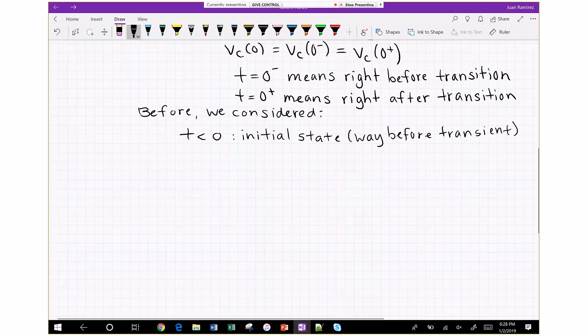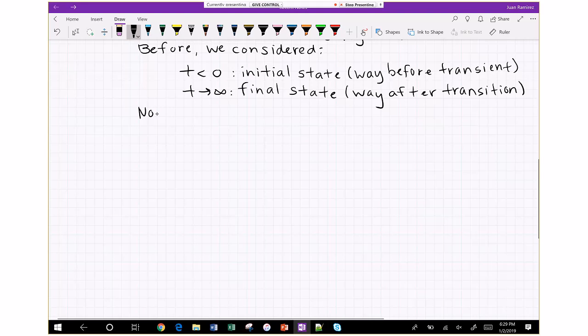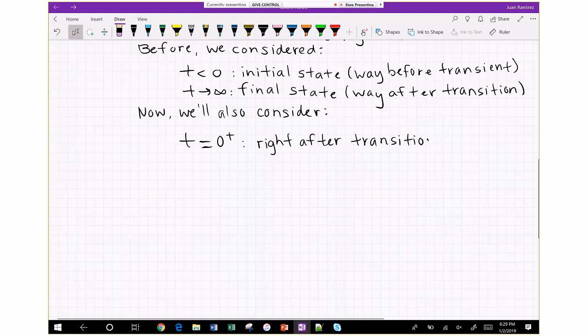And we also would take a look at, as time approached infinity, that would be the final state. And that would be way after transition. So now, we'll also consider time equal to 0 plus. And we'll call it right after transition. Okay.